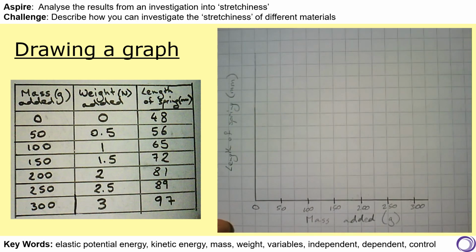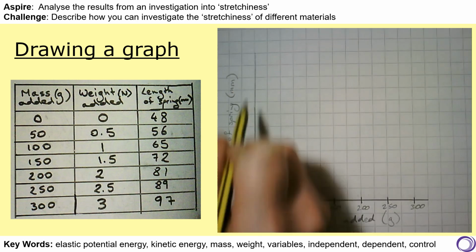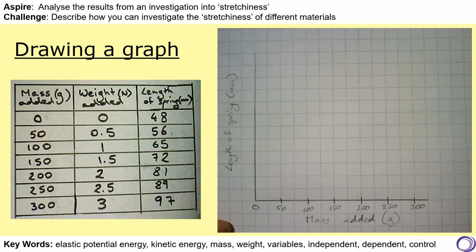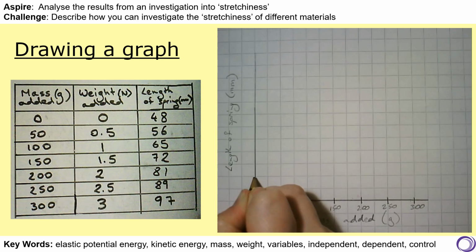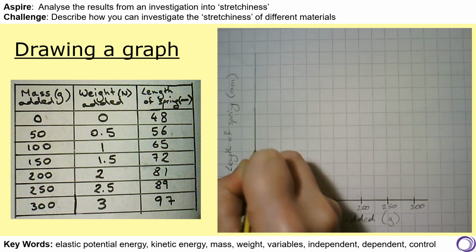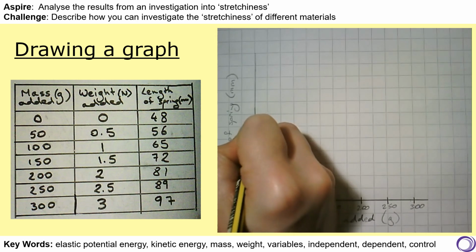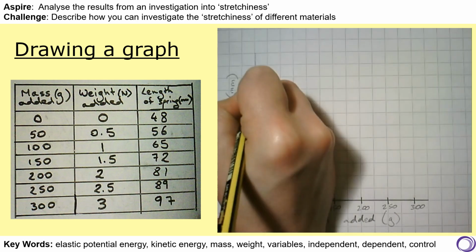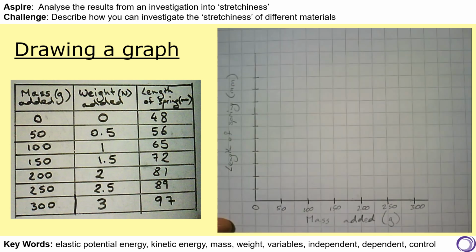Okay, now the maximum length that we measured was 97 millimeters, so that's nearly 100. So if I divide up the space that I've got so that I can get to 100, then that should work quite well. And one easy way of doing it here would be for me to go up in tens. So 10, 20, 30, 40, 50, 60, 70, 80, 90, 100. There we go. So that fits really nicely there.